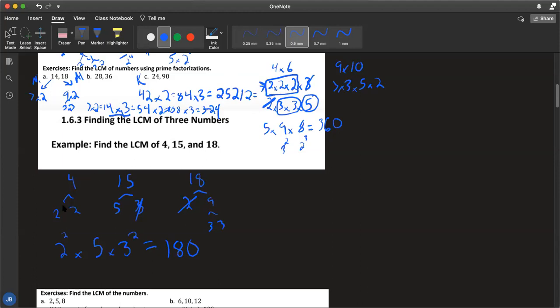It was perfect. So he took the 4 and had 2 and 2. 15 is 5 and 3. And our 18 is 2 times 3 times 3. But since we have the most 3s in this one, we're not going to use the 3 from the 15. And since we have the most 2s in this 4, we're not going to use the 2 from the 18. So what we're left with is our 2 2s, our 5, and our 2 3s. Does that work for everybody? Does that look good? Thumbs up. All right.